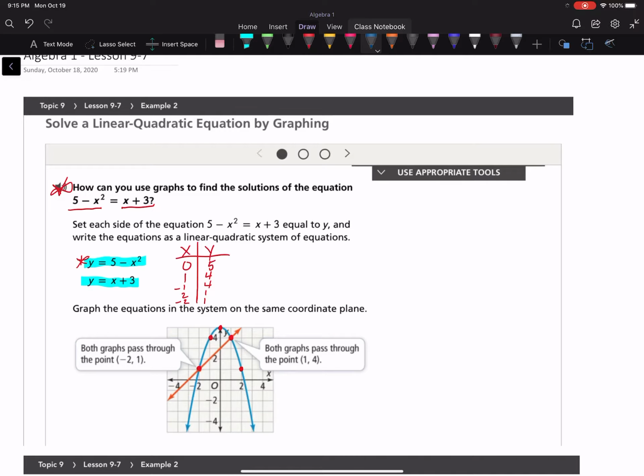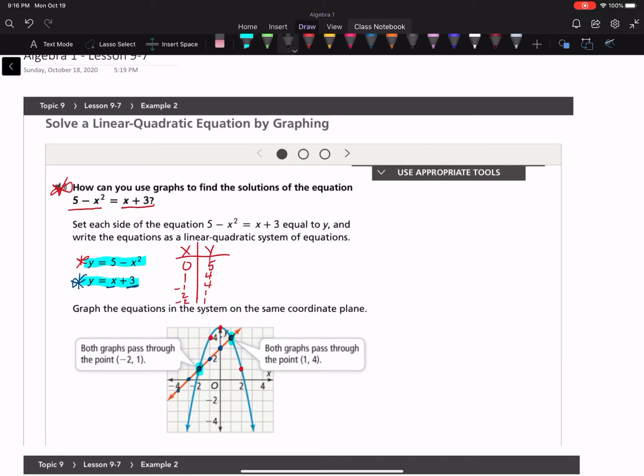For the other one, you don't have to make a table because it's a line. So you just use your y-intercept and your slope of 1. So my y-intercept is 3, slope is 1. You can go up 1 over 1, or you can go down 1 left 1 as many times as you want. And as always, the answers are where they cross. So right here, these two little sections where they are intersecting.